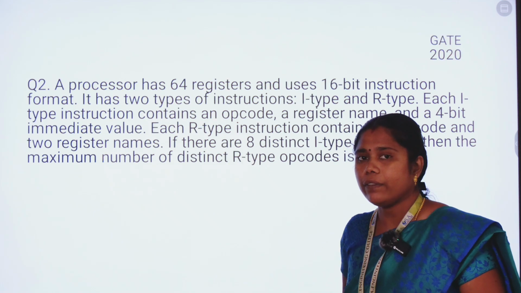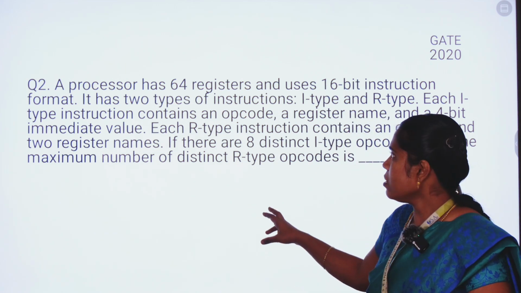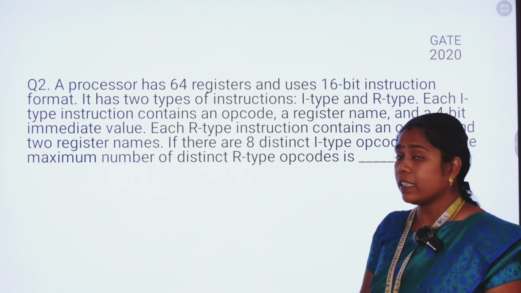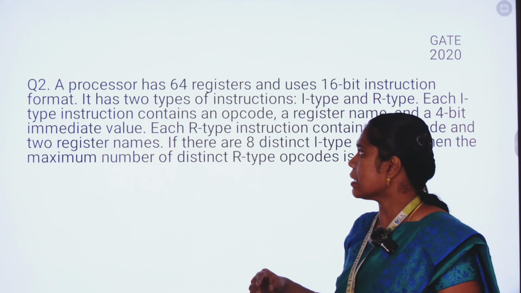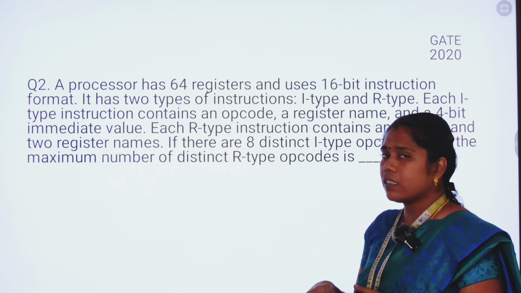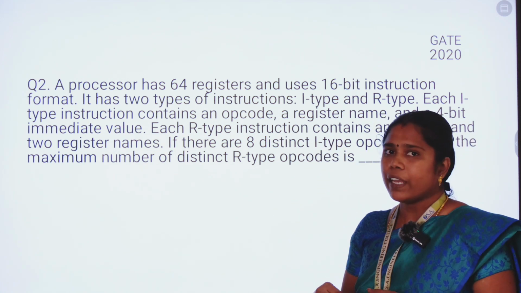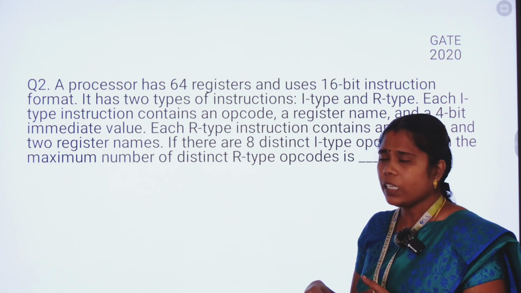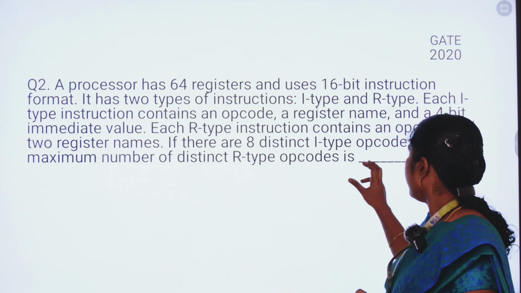Now we are given the second question. This is also an easy question. A processor has 64 registers and it uses a 16-bit instruction format. It has two types of instructions, the I-type instruction and the R-type instruction. There are three different types of instruction, the I-type, R-type and J-type, but here we are going to talk mainly about the I-type and R-type instructions.